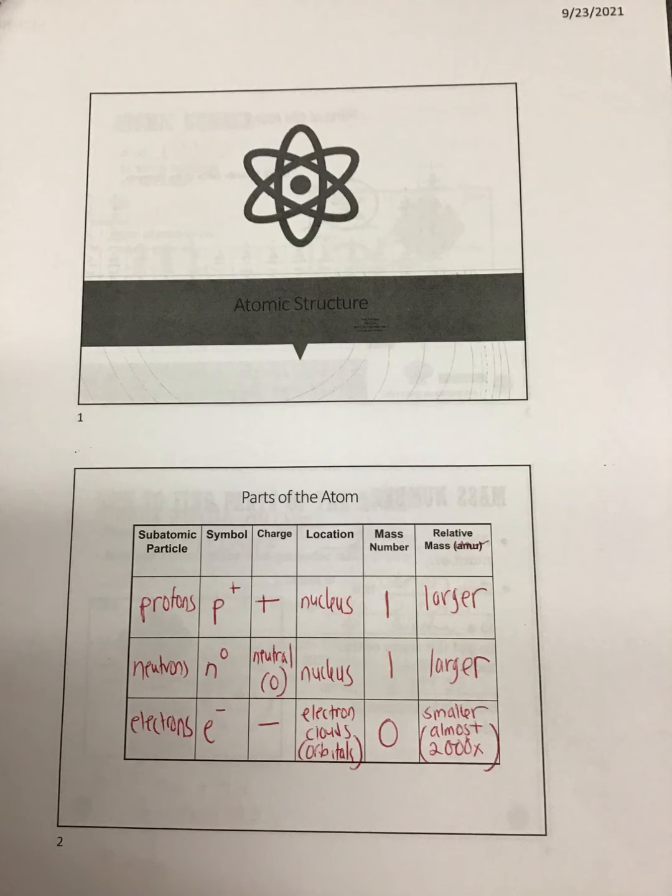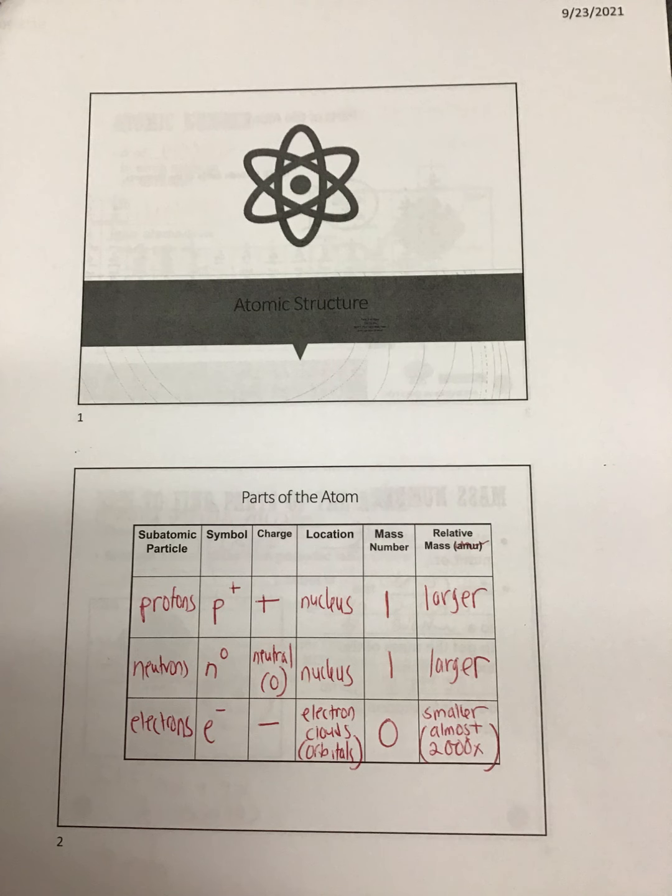Okay, so I'm going to go over the notes that go along with the simulation you did yesterday. In the atom, there are 3 particles that you've all heard about in middle school: protons, neutrons, and electrons. You need to know their charge, their location, and their size from there.